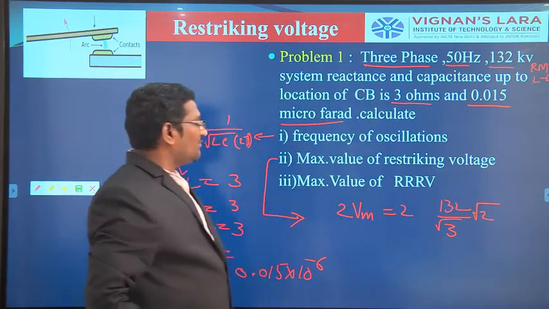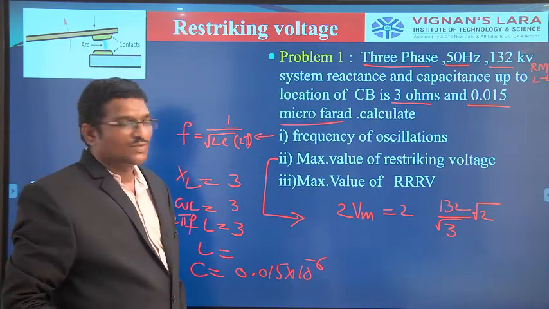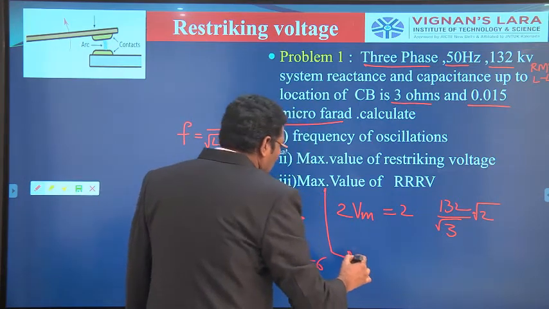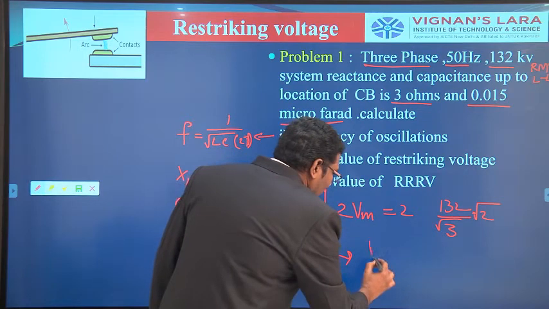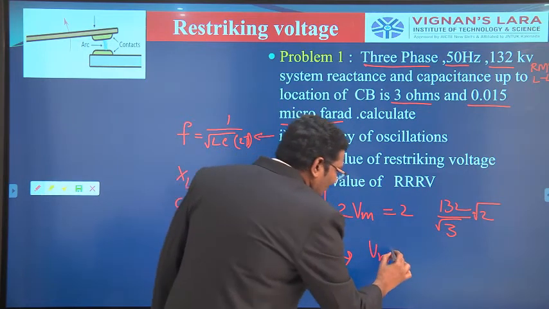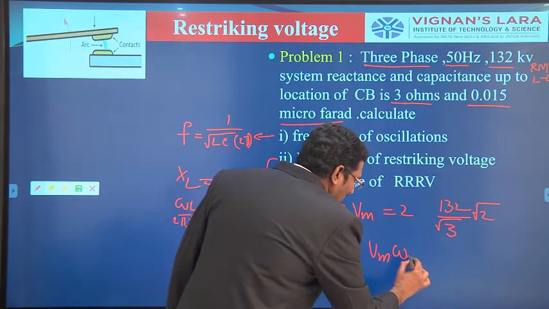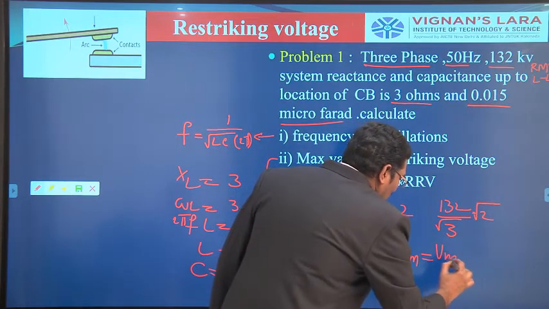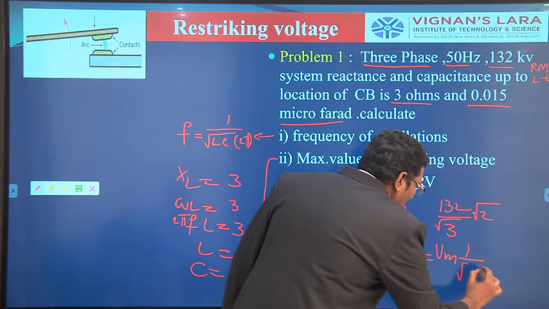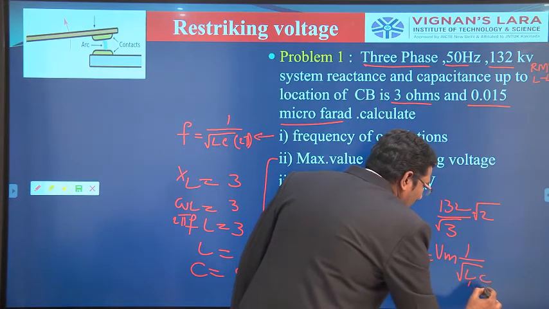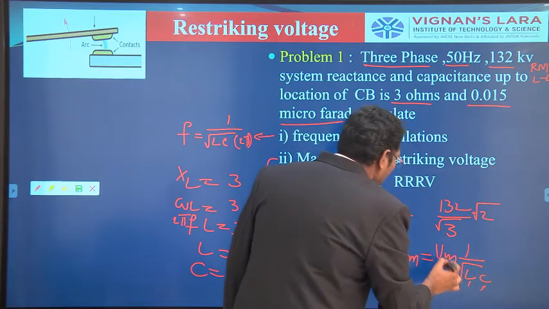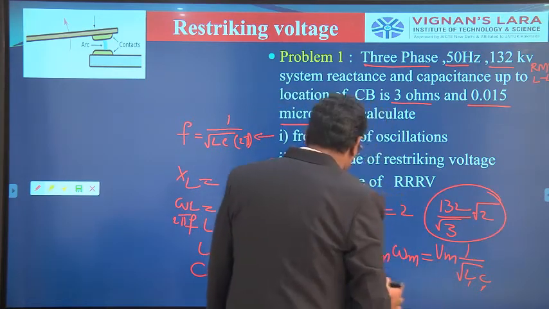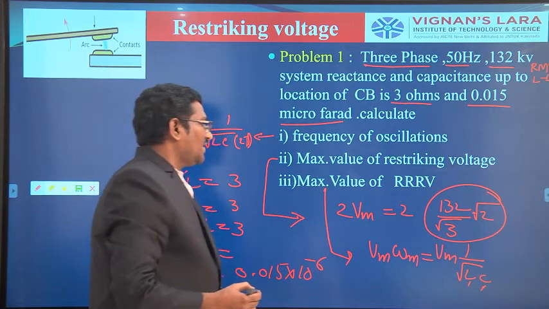The third one is the maximum value of RRRV. The maximum value of RRRV is nothing but V maximum times omega n. Omega n is nothing but 1 by square root LC. The L value is known and the C value is known, and V maximum is already calculated here. So from that you are going to calculate the maximum value of RRRV.